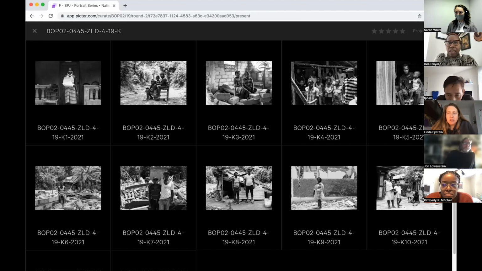Yes. Should I read it? Yes, please. Okay, it says a magnitude 7.2 earthquake destroyed many buildings and homes in the southwest region of Haiti, killing over 2,000 people and leaving many homeless and searching for food. This portrait series shows some of the victims affected by the earth's tremor. Okay, let me go back. I'll stop you on this.